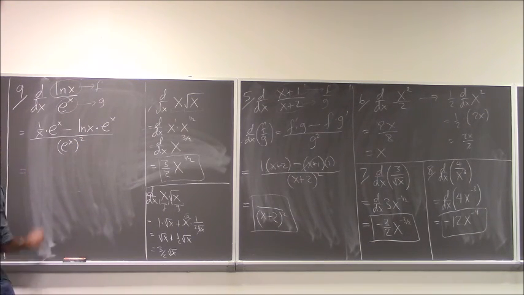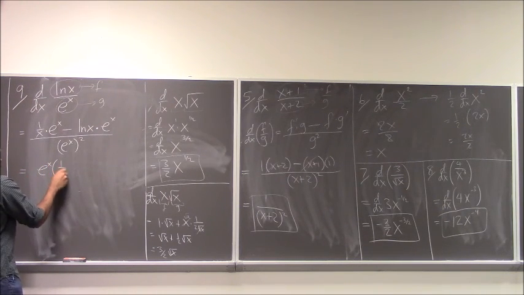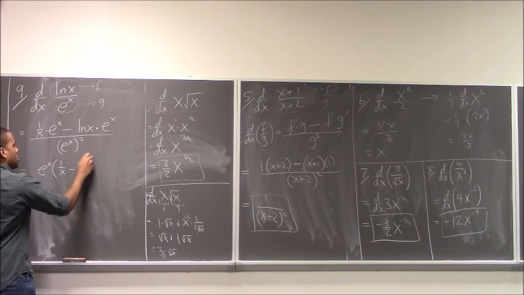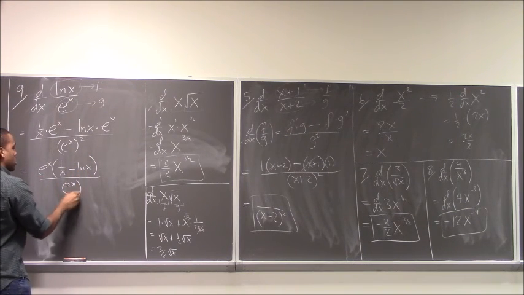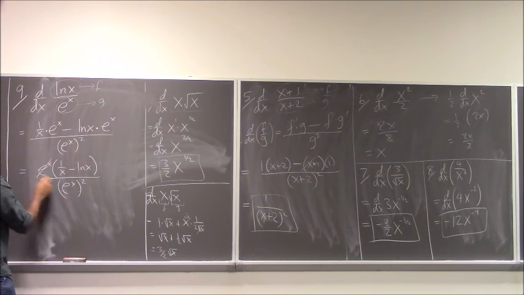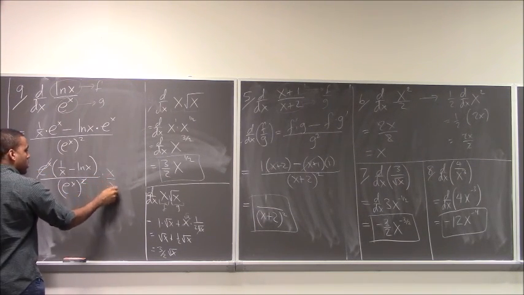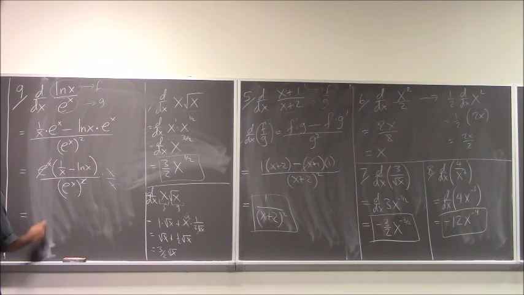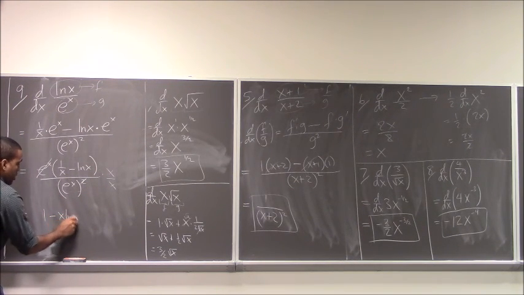I could simplify a little bit. I could factor out an e to the x, and this would cancel that. And if you don't like that 1 over x on the top, you could again multiply by x over x. And so you would end up with something like 1 minus x ln x over x e to the x.